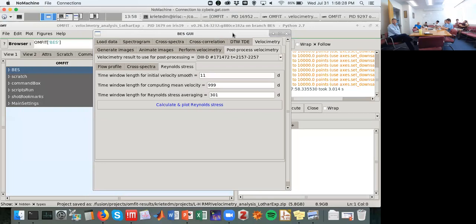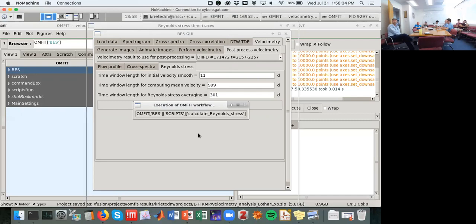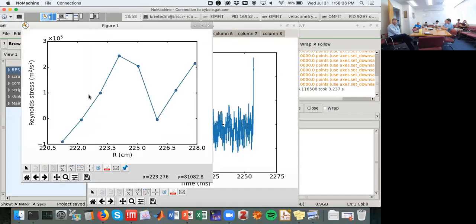So the gradient of this is important to point out. Say something about that. Yeah, the gradient is a physically important quantity because the radial gradient of the Reynolds stress, so the derivative of this graph, is a driving force for poloidal flow in the plasma. It's also a driving force for zonal flows, which is important for the dynamics of the L-H transition, which is what I study.